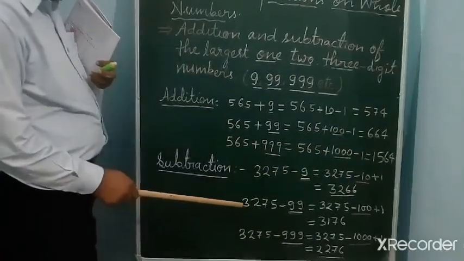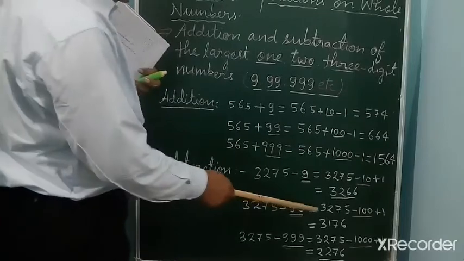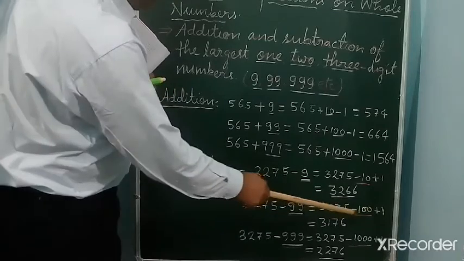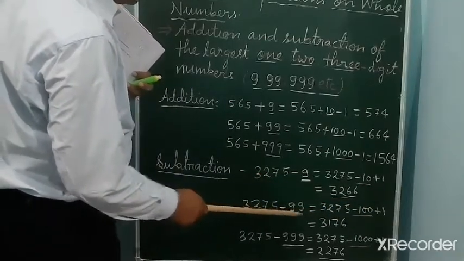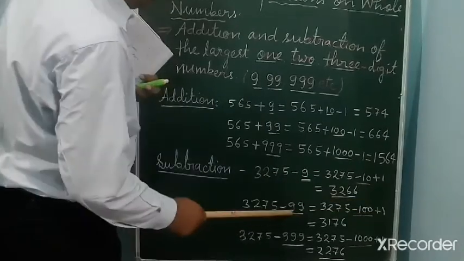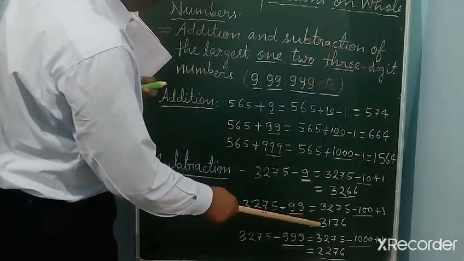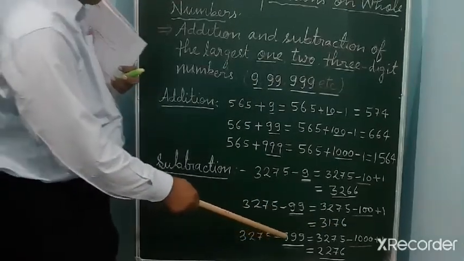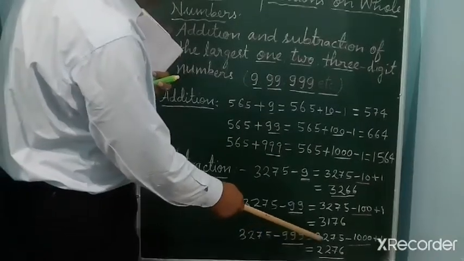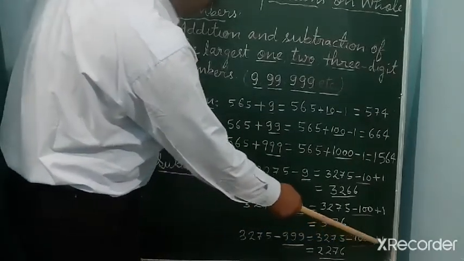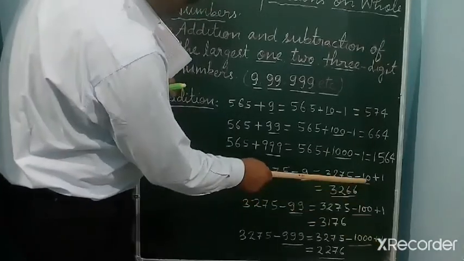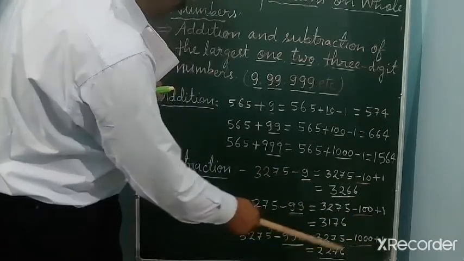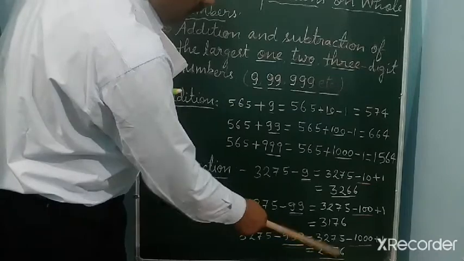Next you can see 3275 minus 99. It will come 3275 minus 100 plus 1. Minus 100 plus 1 means it will come 3176. Next, 3225 minus 999 is equal to 3225 minus 1000 plus 1. As you see, 10, 100, 1000, plus 1 plus 1 plus 1 is the same pattern. And you can follow the pattern, you can get 2226.